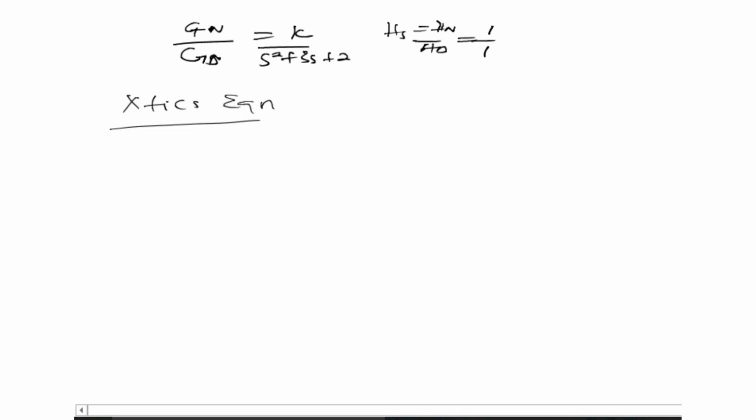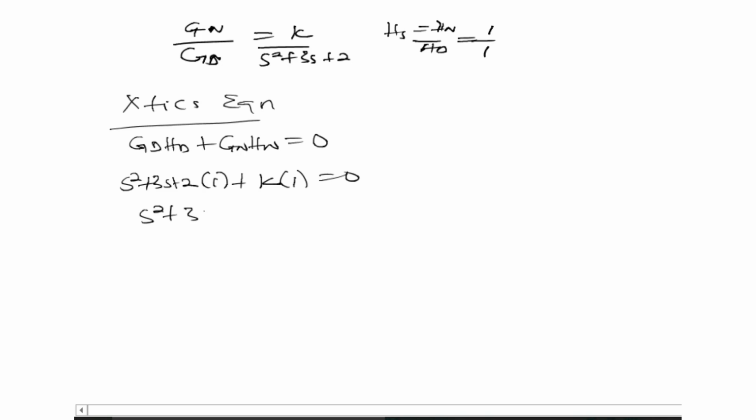We all know the general formula of the characteristic equation is G_d H_d plus G_n H_n all equals to 0. From above we have already found G_d to be s squared plus 3s plus 2, and our H_d was found to be 1, then plus G_n, the value of G_n is K and H_n is equal to 1, all equals to 0. Now simplifying, we have s squared plus 3s plus 2 plus K all equals to 0.